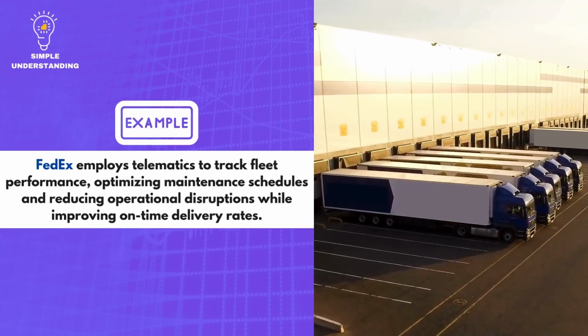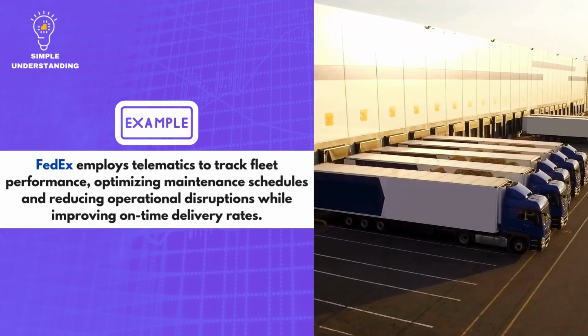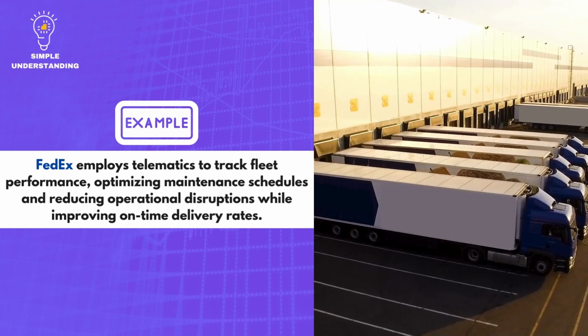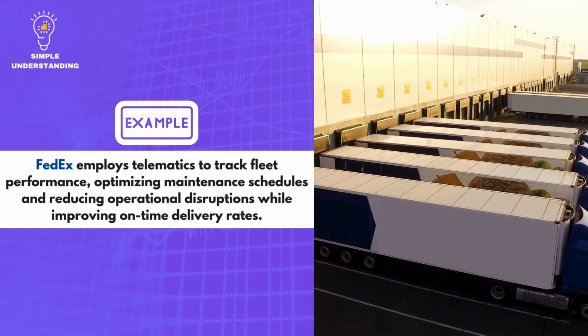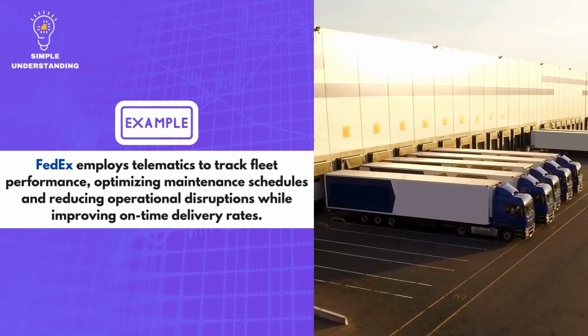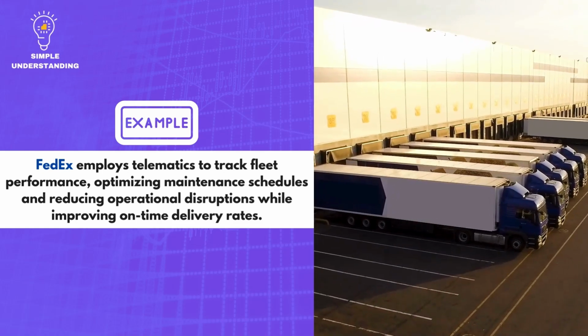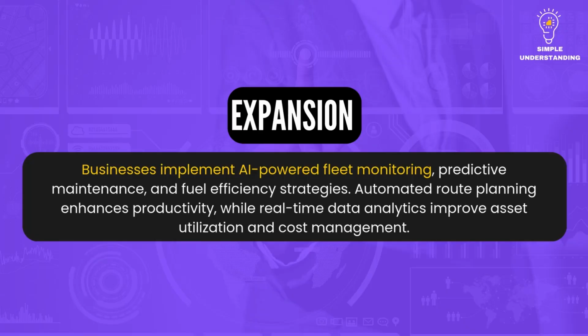Real company example. FedEx employs telematics to track fleet performance, optimizing maintenance schedules and reducing operational disruptions while improving on-time delivery rates. Expansion. Businesses implement AI-powered fleet monitoring, predictive maintenance, and fuel efficiency strategies. Automated route planning enhances productivity, while real-time data analytics improve asset utilization and cost management.